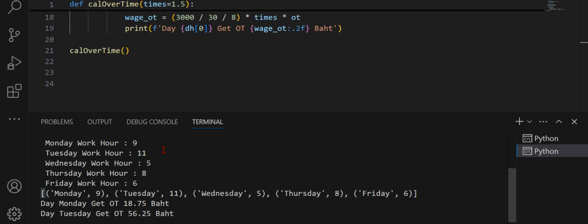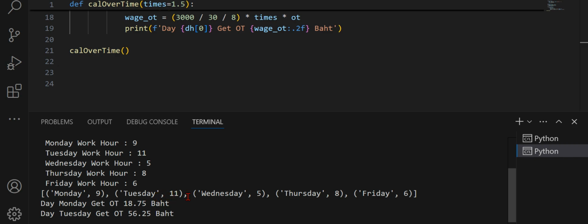So, Monday work hour 9, Tuesday work hour 11, Wednesday 5, Thursday 8, Friday 6. As you can see, if I'm working right now, I should not be recording, or even if I'm studying, I can't record. Right now I should go to school or something, but I'm homeschooled, so I'm not here to explain my backstory. Let's just move on. So Monday is 9, Tuesday is 11, Wednesday is 5, Thursday is 8, Friday is 6.